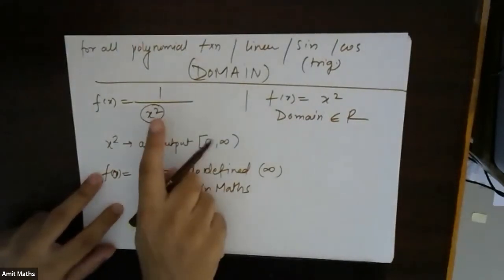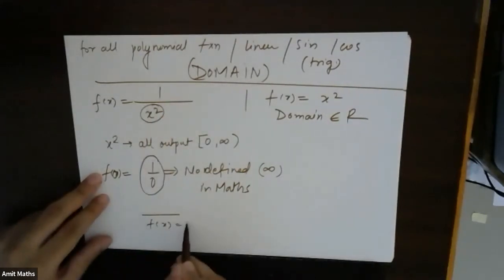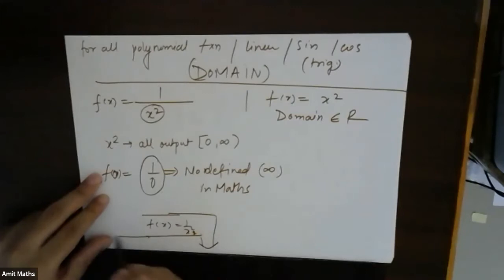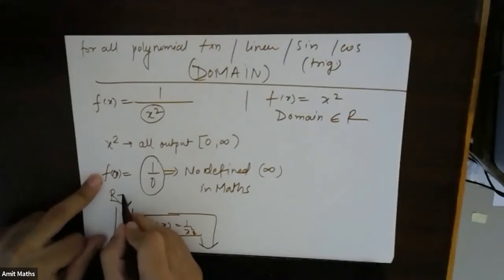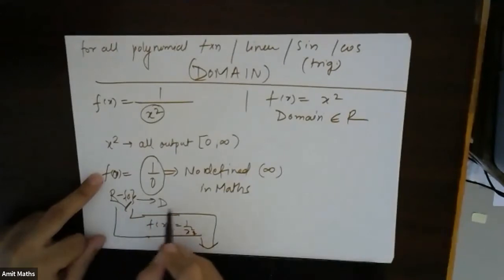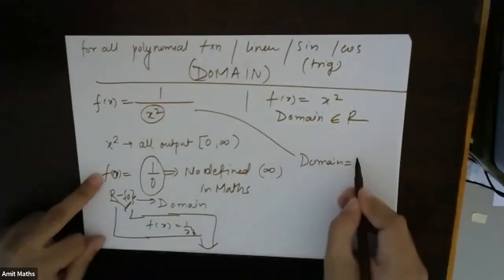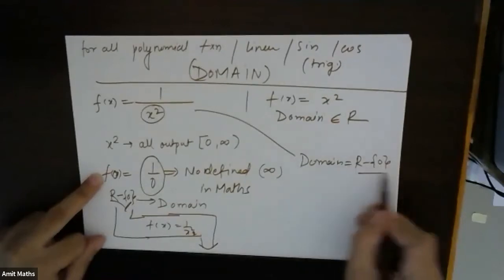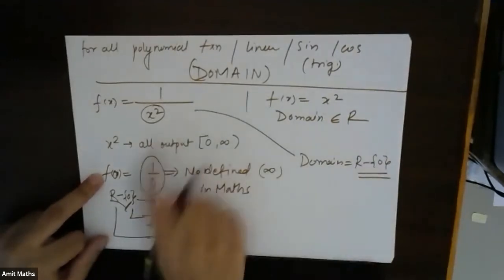So in this function f of x, which is 1 by x square, what inputs can I take? I can take all real values minus 0. So this now becomes the domain of this function. The domain of this function is real minus 0. Only this value of 0 we cannot take for this function. Understood?